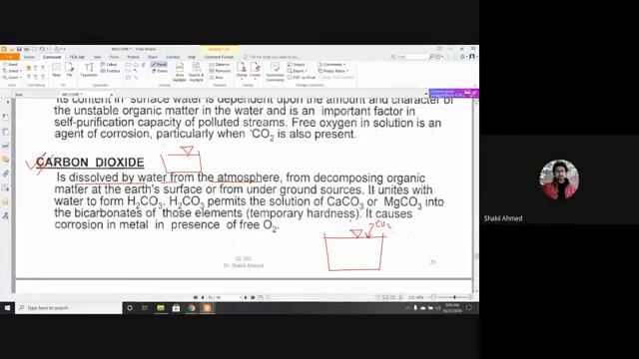Yes, sir. It unites with water to form H2CO3. So this carbon dioxide, when mixed with water, forms carbonic acid, a weak acid, H2CO3. H2CO3 permits the solution of calcium carbonate or magnesium carbonate into the bicarbonates of those elements. Bicarbonate of those elements means hardness. It causes corrosion in metal in the presence of free oxygen.